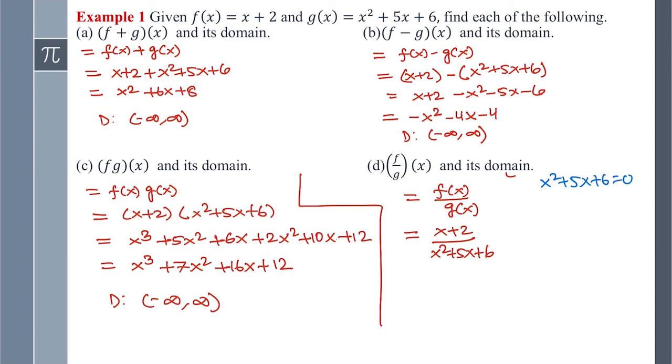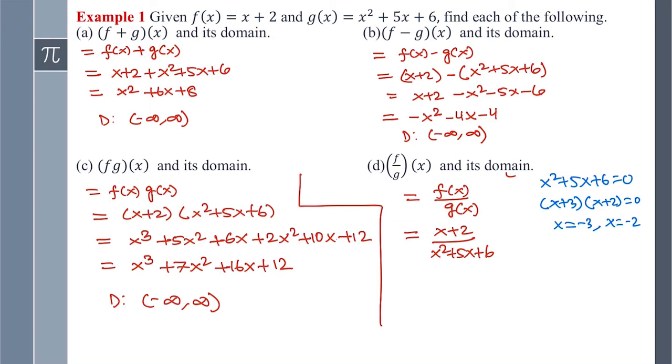And whatever solution we get for that equation will exclude those numbers from the domain of this function. So we can just factor this quadratic expression here. So this is x plus 3 times x plus 2 equals 0. So this means x equals -3 and x equals -2. So -3 and -2 are not in the domain of this function.